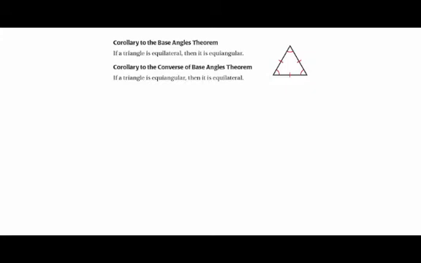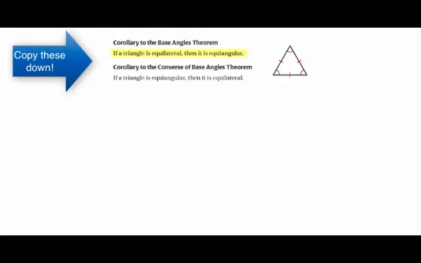Alright, so the last two theorems we're going to learn are going to be corollaries to the base angle theorem and the converse of the base angle theorem. Remember, corollaries are just going to be theorems that apply to specific examples. So these are going to look at equiangular and equilateral triangles. So the corollary to my base angles theorem says that if a triangle is equilateral, then we know it's going to be equiangular. So if all three sides are congruent to each other, then we know all three angles are going to be congruent to each other.